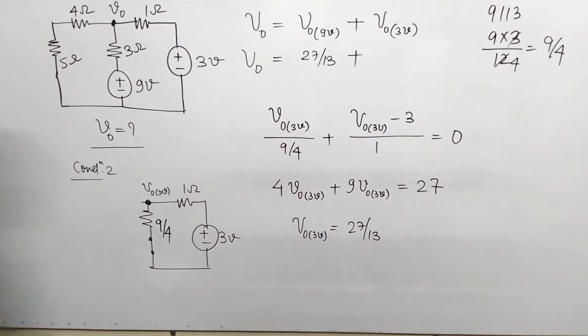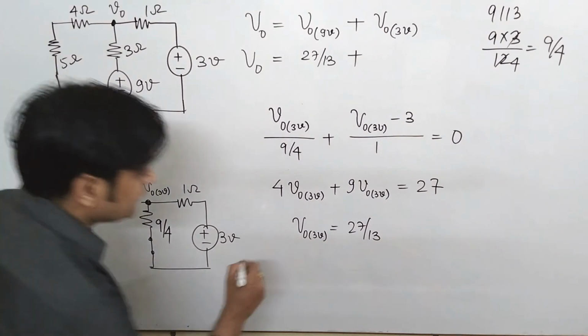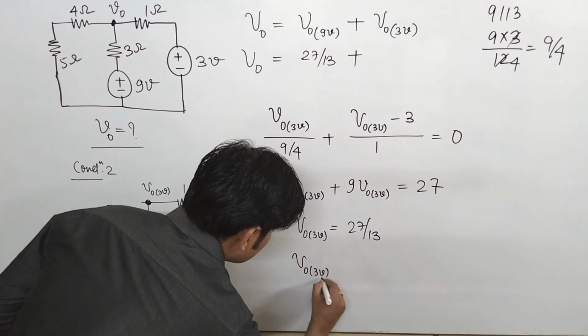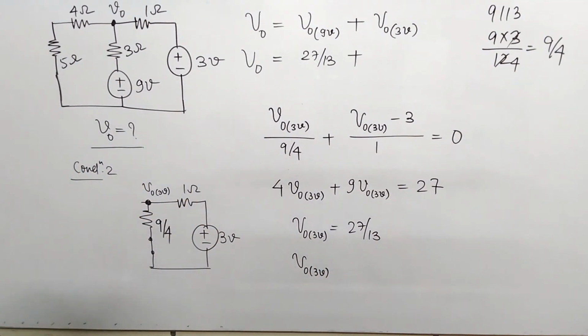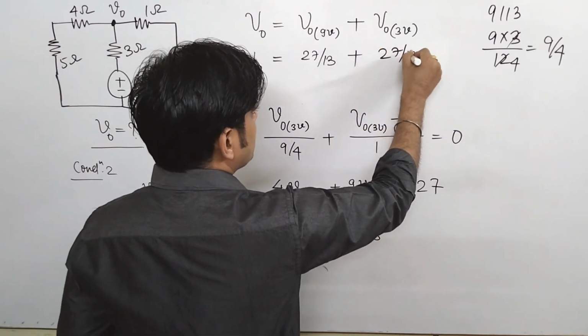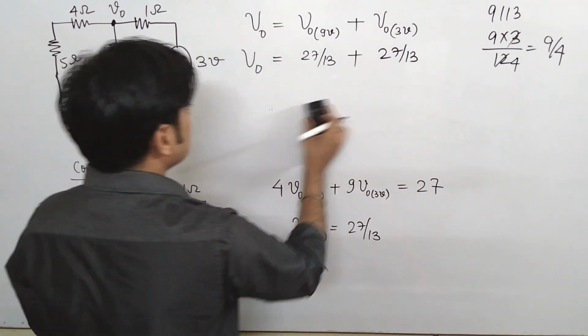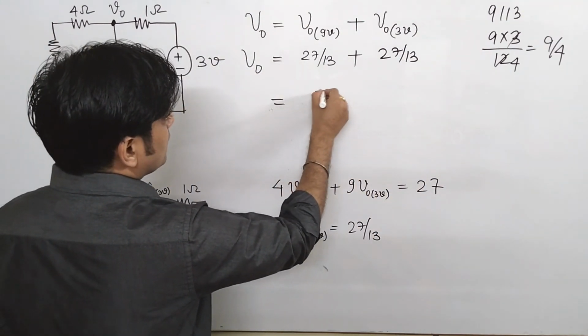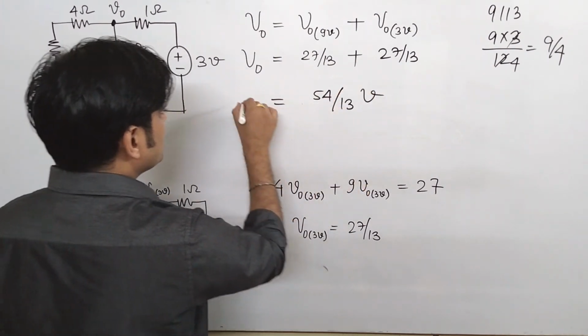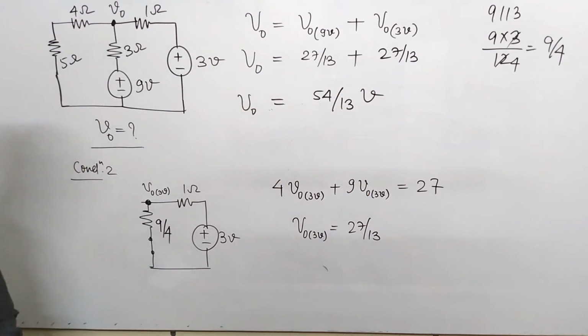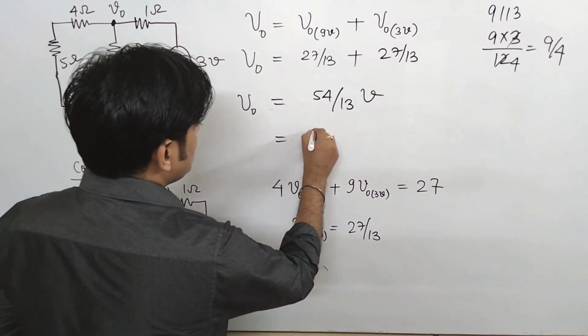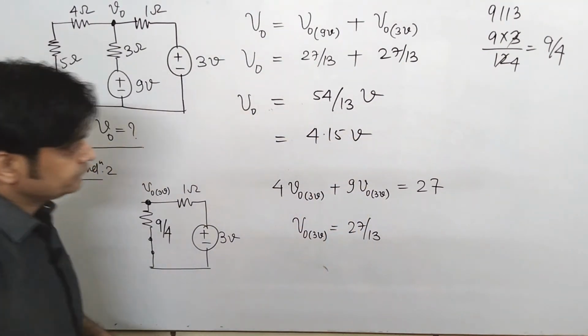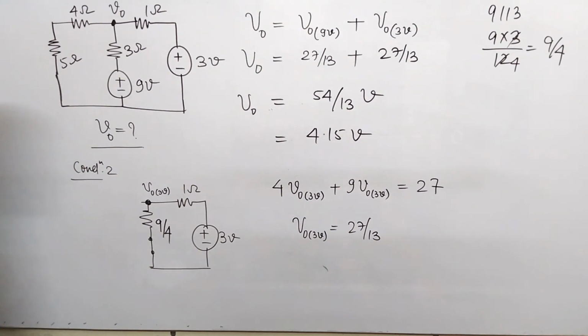Okay. So we have just found the value of V naught 3 volt, and that value also comes to be how much? It is 27 by 13. So here the value also comes to be 27 by 13. So finally, what is your answer? Your answer comes to be 54 by 13 volt. This is the value of V naught. Okay. Here you can see, that value comes to be 4.15 volt. So this is the value of V naught.